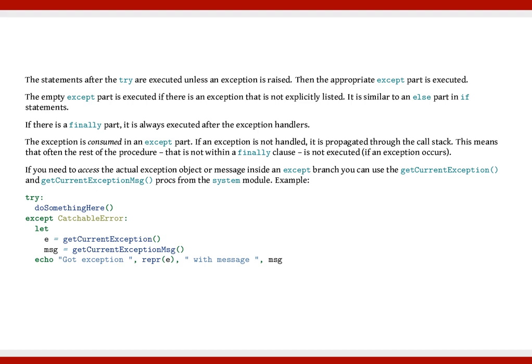If an exception is not handled, it is propagated through the call stack. This means that often the rest of the procedure that is not within a finally clause is not executed if an exception occurs. If you need to access the actual exception object or message inside an except branch, you can use the getCurrentException and getCurrentExceptionMsg procs from the system module.